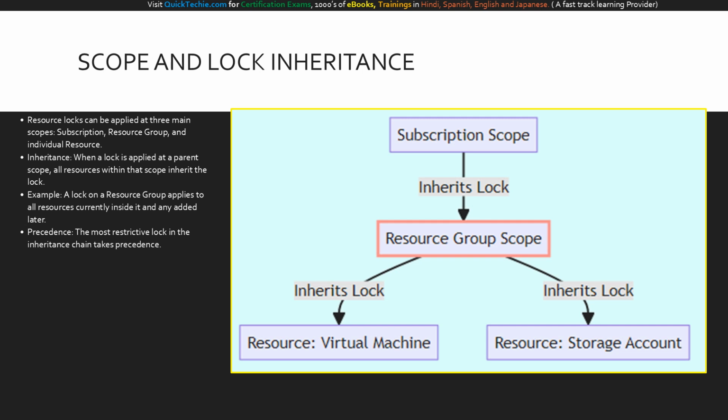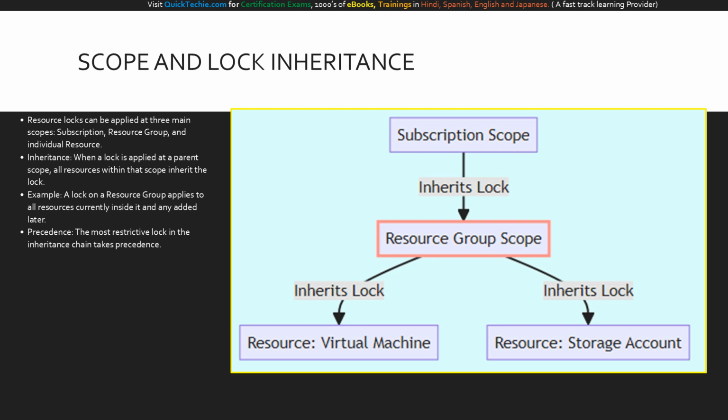Understanding scope and inheritance is vital for managing locks effectively. Resource locks can be applied at the subscription level, the resource group level, or down to the individual resource level. The most important concept here is the law of inheritance. When you apply a lock to a parent scope, all child resources within that scope automatically inherit that lock. For example, if you place a delete lock on a resource group, every single virtual machine, storage account, and network interface inside that group inherits the lock. Furthermore, if multiple locks are applied across different levels, Azure will enforce the most restrictive lock in the chain.